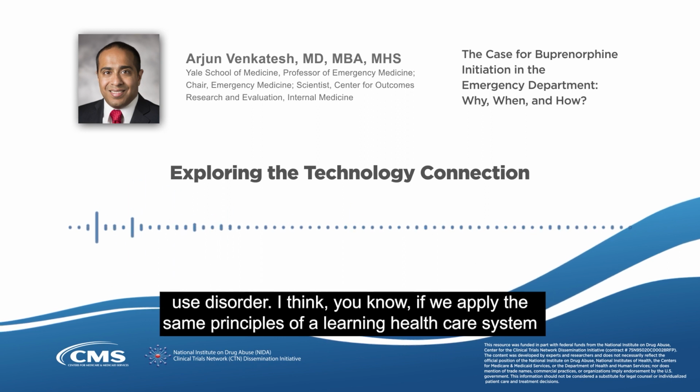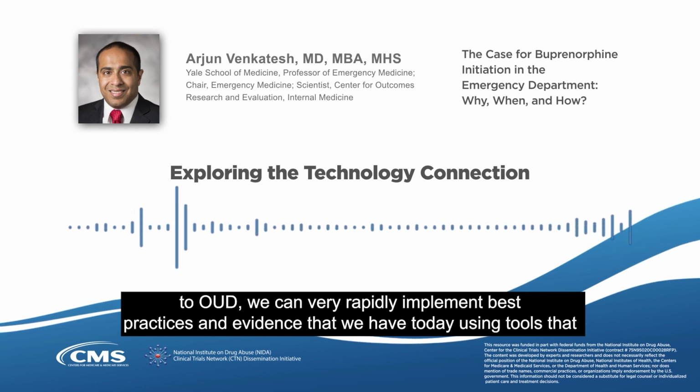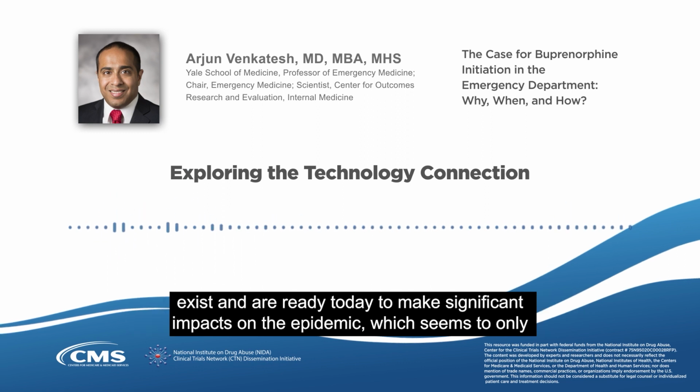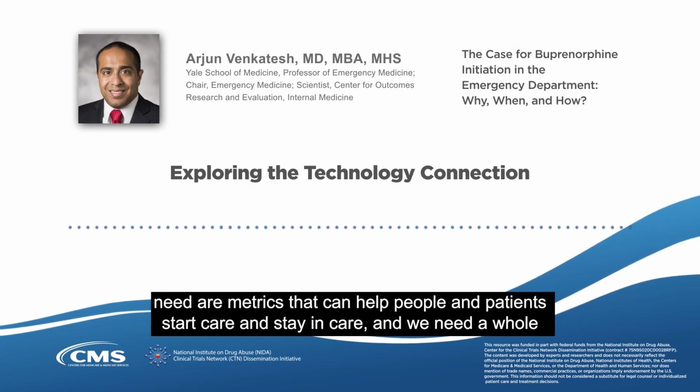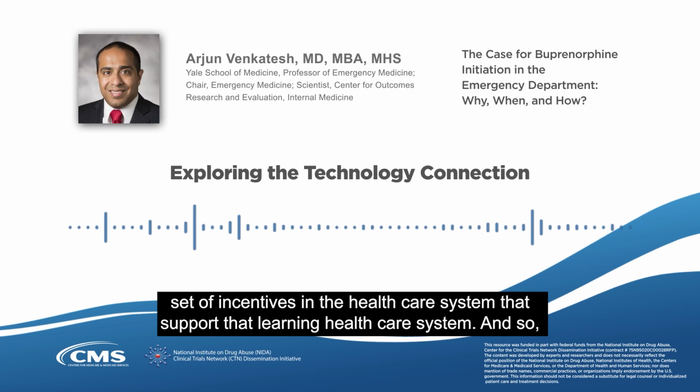I think if we apply the same principles of a learning healthcare system to OUD, we can very rapidly implement best practices and evidence that we have today, using tools that exist and are ready today to make significant impacts on the epidemic, which seems to only be getting worse, both year by year, but also month by month recently. So, the things that we need are metrics that can help people and patients start care and stay in care. And we need a whole set of incentives in the healthcare system that support that learning healthcare system.